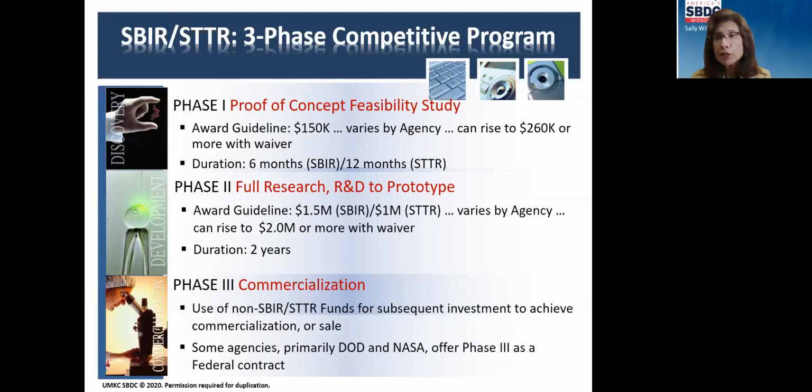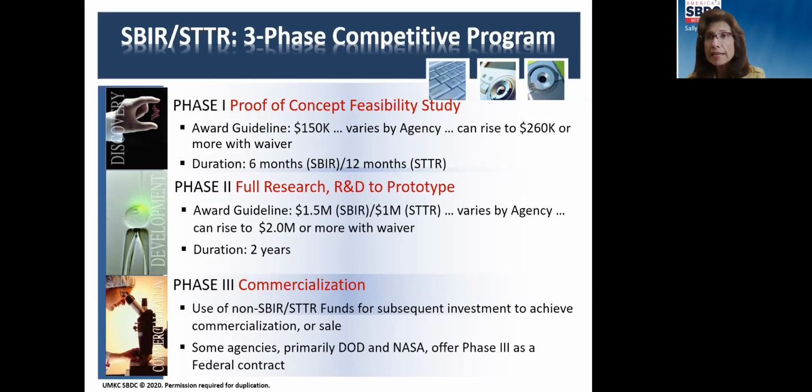This is to get you from your proof of concept, maybe a basic concept where you may not even have a prototype when you go to phase 2, to a full, ready-for-commercialization prototype, okay? It varies by agency, $1 million. I've seen a couple that were $700,000, up to $2 million or more with the waiver. Again, using that client who's doing pharmaceutical research, if they get a phase 2, that's going to be $4 million because it costs a lot of money to commercialize a drug, to do drug research. So again, that's phase 2.